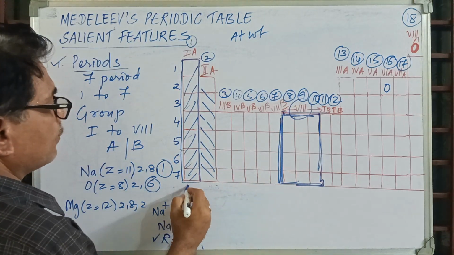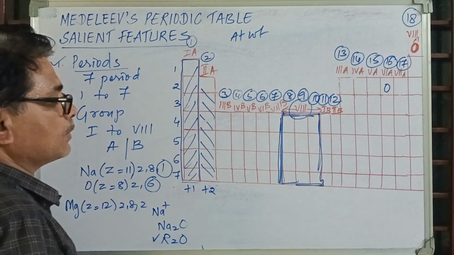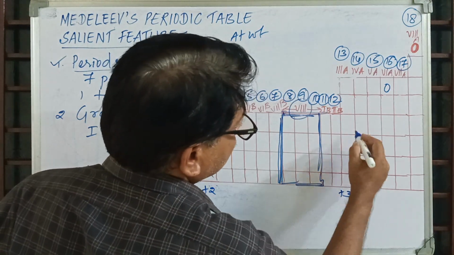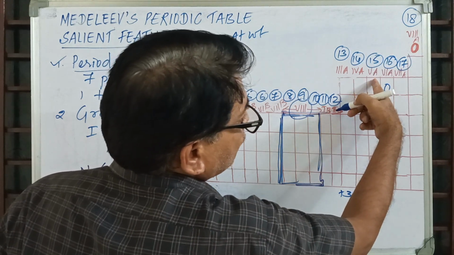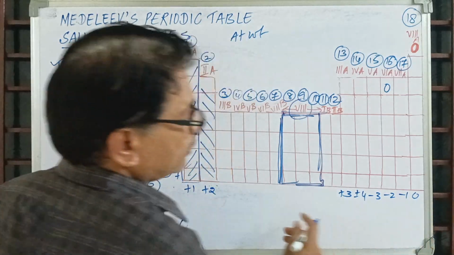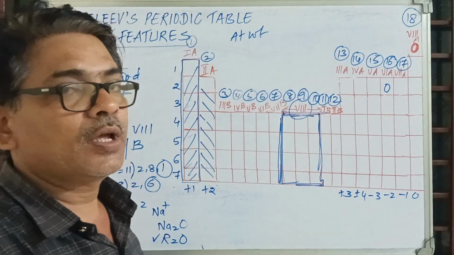Yes, the valence of the first A group is +1. The valence of the second A is +2. The valence of the third A is +3. And the valence of the fourth A is ±4. Then the valence of the fifth is -3, then comes -2, -1 and 0. This is our valency, right? It first increases, then it decreases according to the group.